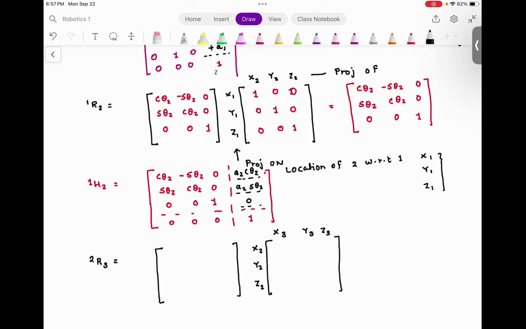Can someone tell me what would be the rotation matrix here? Cosine theta 3, minus sine theta 3, sine theta 3, cosine theta 3, 0, 0, 1, 0, 0. You agree with me?